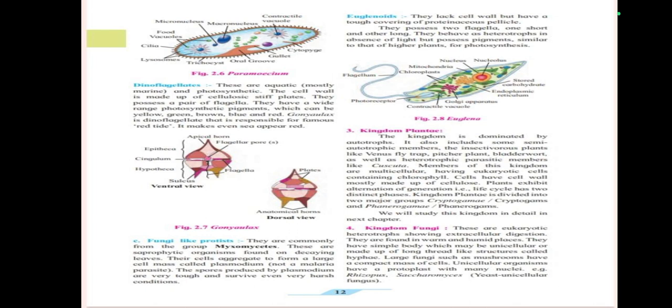Kingdom Fungi. These are eukaryotic heterotrophs, showing extracellular digestion. They are found in warm and humid places. They have a simple body, which may be unicellular or made up of long thread-like structures called hyphae. Large fungi such as mushrooms have a compact mass of cells. Multicellular forms have a protoplasm with many nuclei. Example: Rhizopus. Saccharomyces is a unicellular fungus.